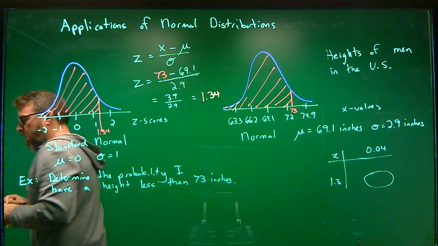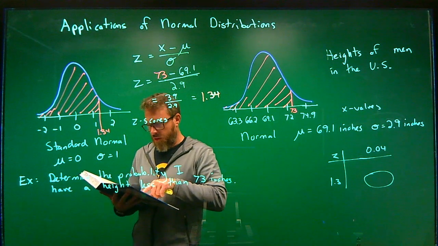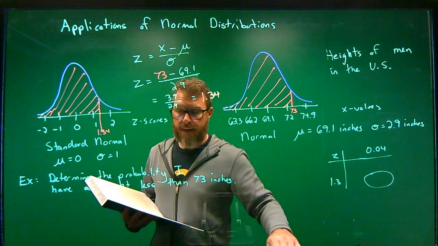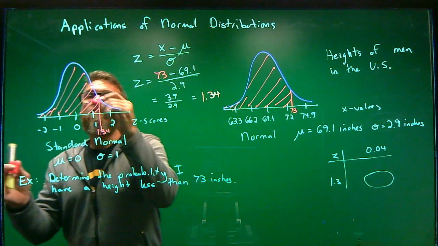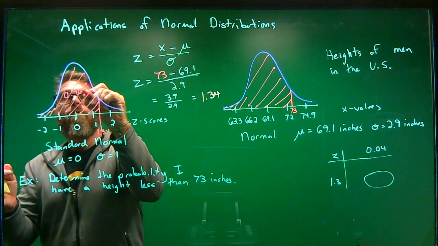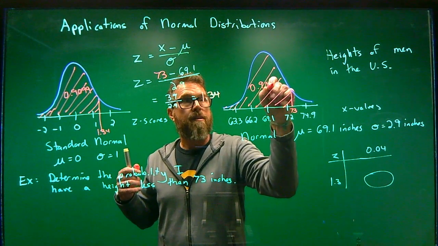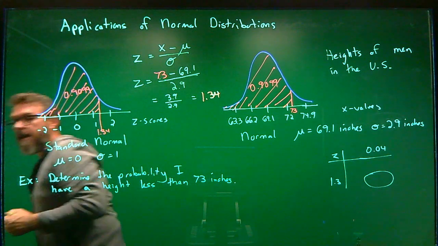All right, so looking at 1.34, so 1.3 and then 0.04 is going to give me 0.9099. So let's do that in pink. 0.9099. So this is equal to 0.9099, which actually means this is equal to the exact same thing. So let me show you the notation that we use.